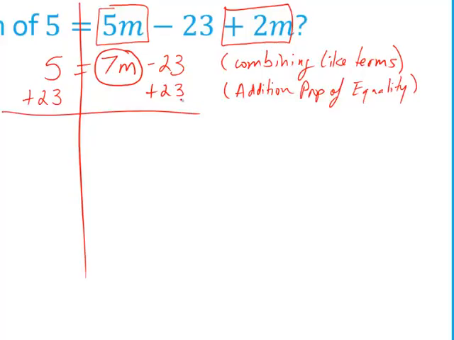Okay, so 5 plus 23 is 28. That's going to equal 7m, because negative 23 plus 23 becomes 0. So put a big old 0 there.